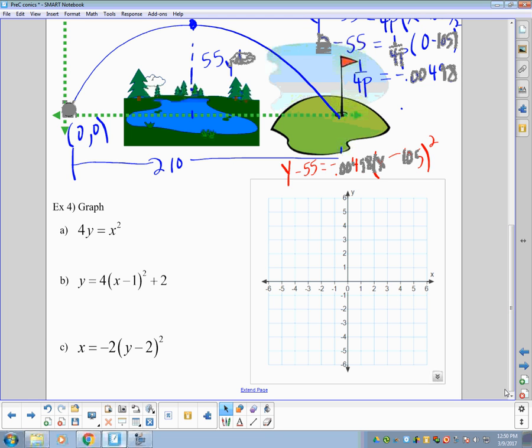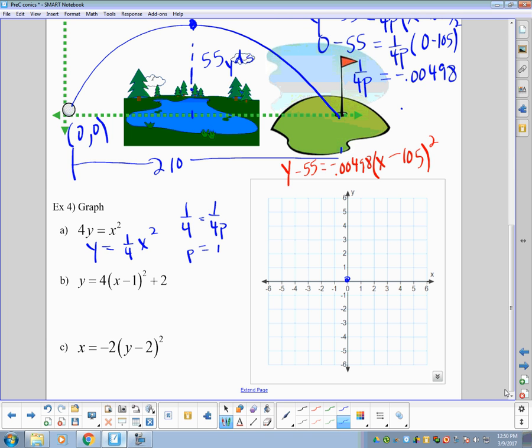All right, so the last 3 on here, we're just going to graph these things. Here I'd go y equals 1/4 x squared. So let's see how accurate I can be. I can figure out p in this case, right? The vertex is 0. We know 1 over 4 equals 1 over 4p, so p does equal 1. Just set those two equal.